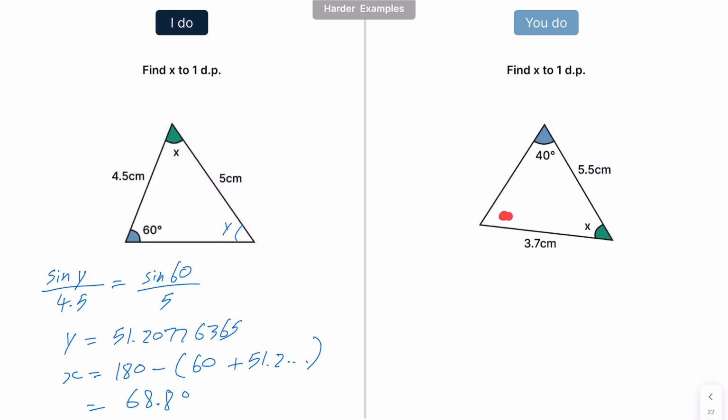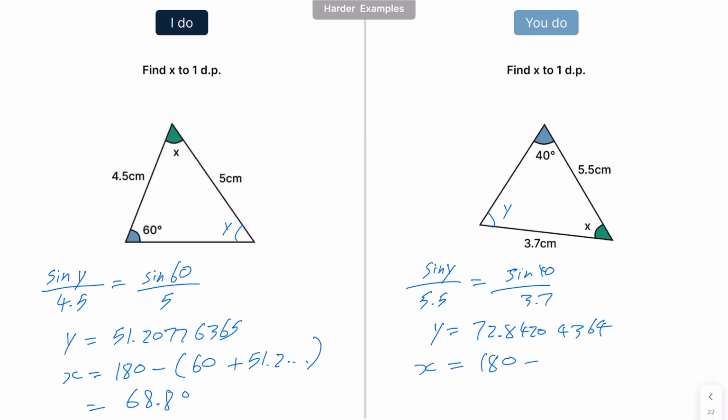Remember, angles in a triangle add to 180, so it might not always be immediately obvious why finding another bit of information might lead to that. So we'll label that y. So side y, divide that by the side y. It's equal to the other side, which we have been given, so that's sine 40 over 8.7. And if you rearrange that and solve it for y, we get 72.84204364. And then for x, now angles in the triangle add to 180, so that's just going to be 180 take away y plus 40, which we already know. And when you put that into your calculator, you get 67.2 degrees.